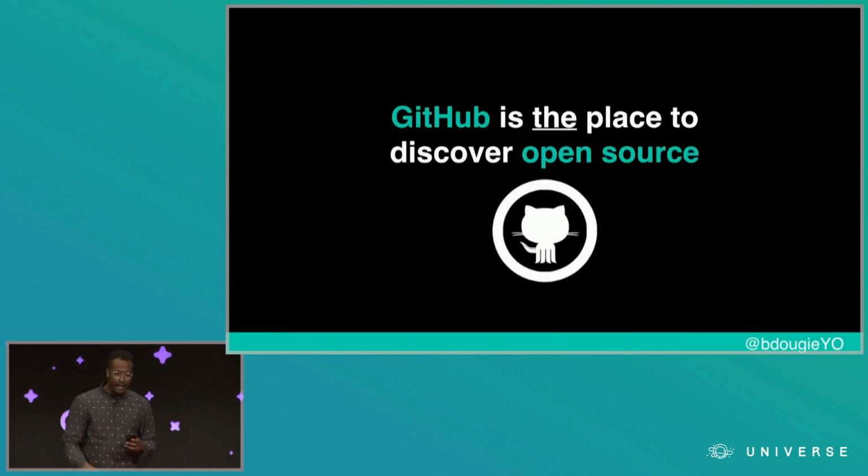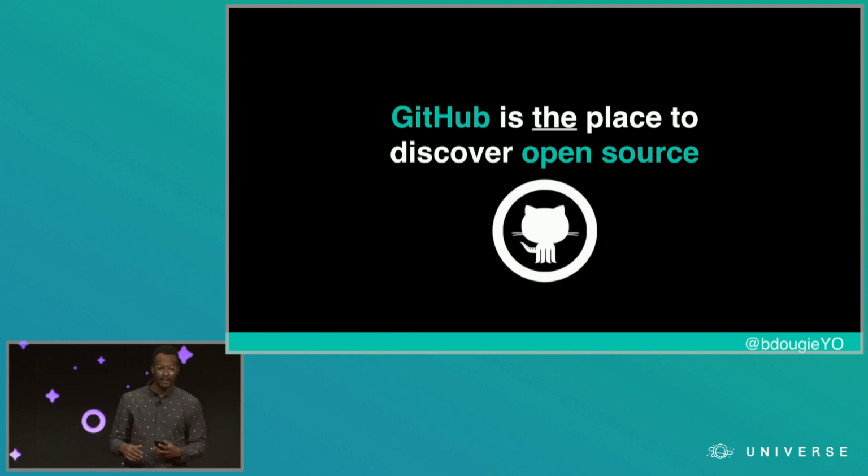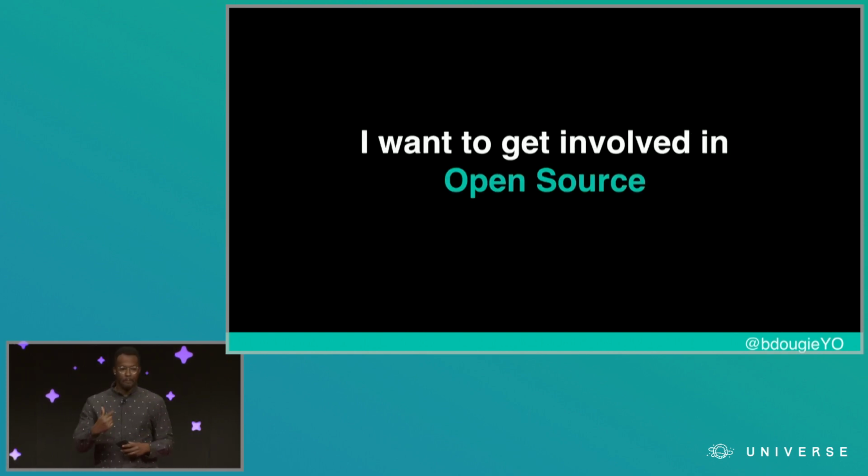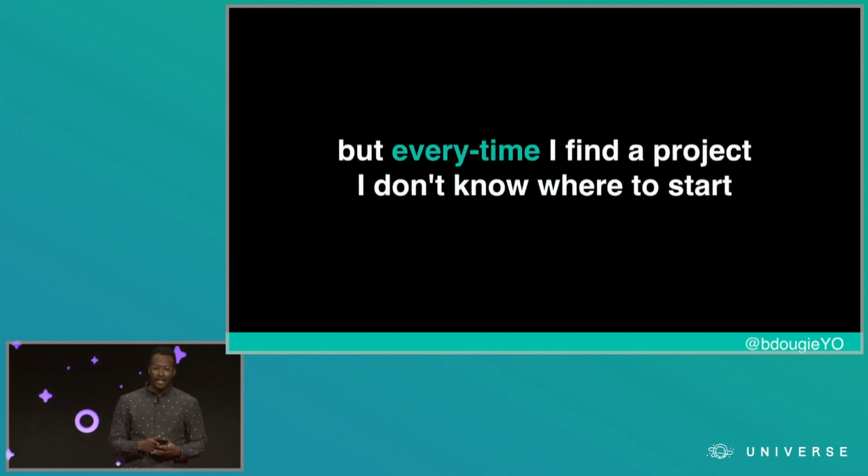And I did it with this thought where GitHub is the place for open source. It's a place to discover open source. And I personally wanted to get involved in open source pretty badly. I'm already involved, but I wanted to get involved to a higher degree, starting to contribute to larger projects. The problem is, every time I go to start to contribute to a new project, I don't know exactly where to start. I don't know where the issues are.